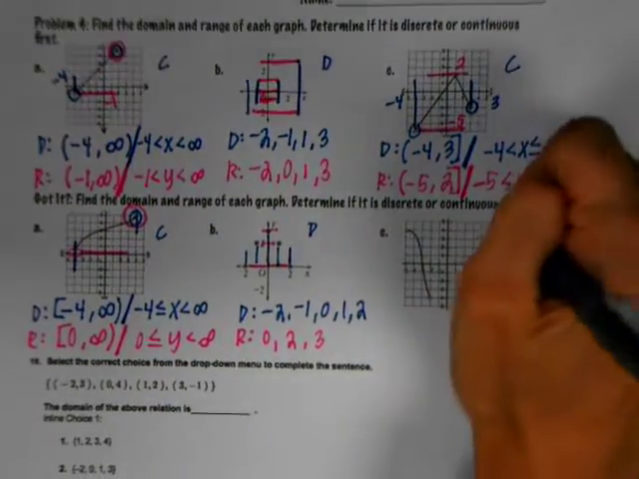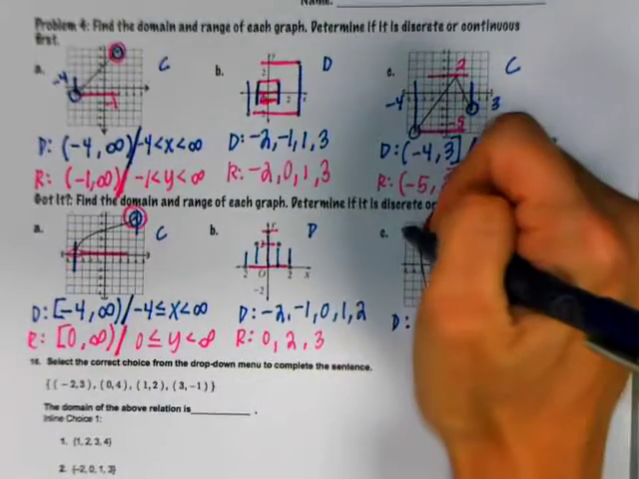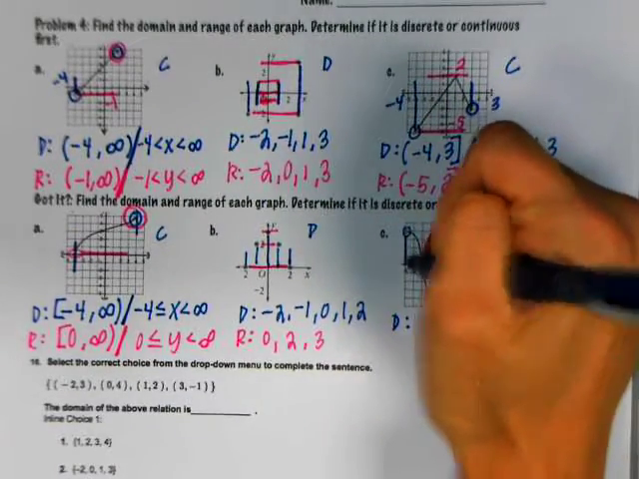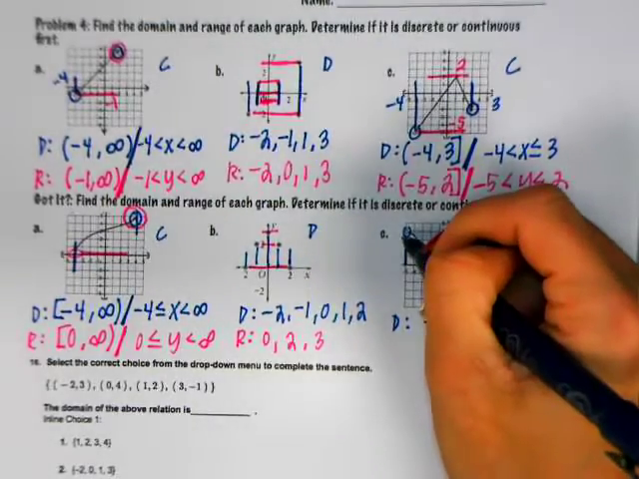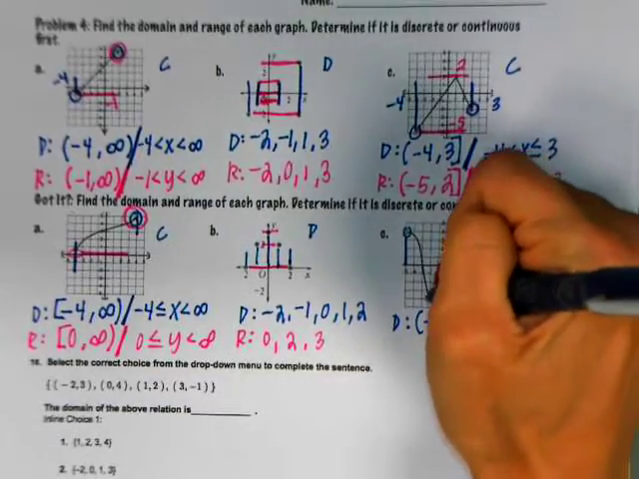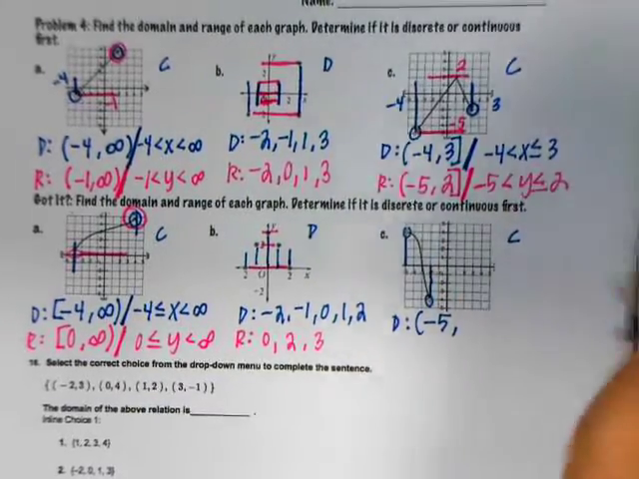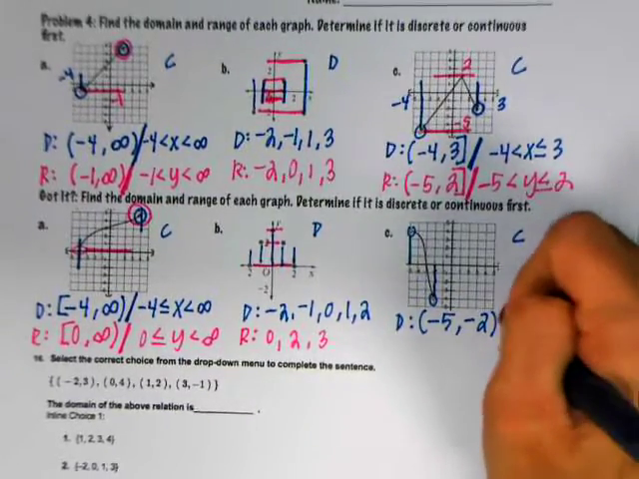And this last one's continuous. So for domain, left to right, so all the way to the left is this open dot at what x value? -5, and since it's an open dot, parentheses or brackets? Parentheses. And all the way to the right, we have this point, which is at what x value? -2, parentheses, yep. So you could have this also.